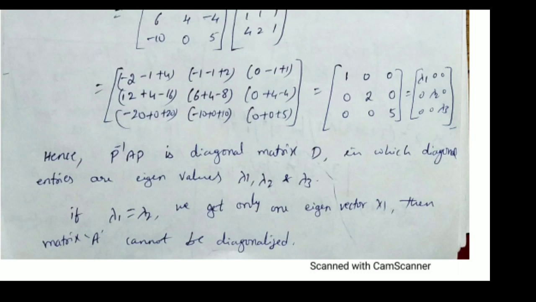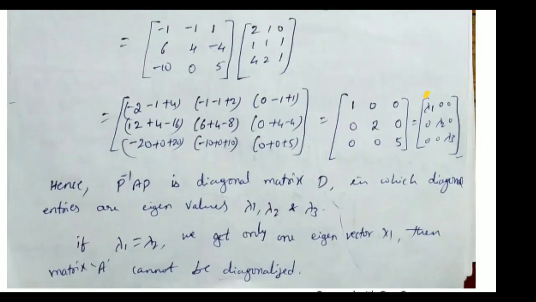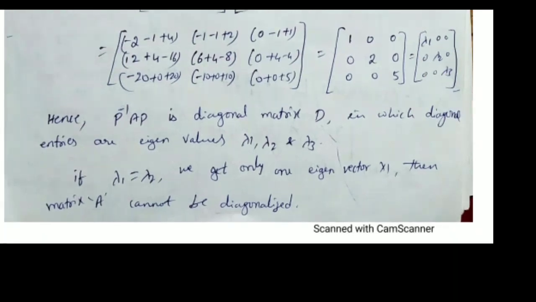So P inverse AP is a diagonal matrix, and it can be represented as capital D. One more thing we need to remember: suppose two eigenvalues are equal, for example if lambda 1 is equal to lambda 2, both having the same value, in such cases we cannot diagonalize the matrix A. You have to remember this. For the matrix to be diagonalized, all the eigenvalues must be different.